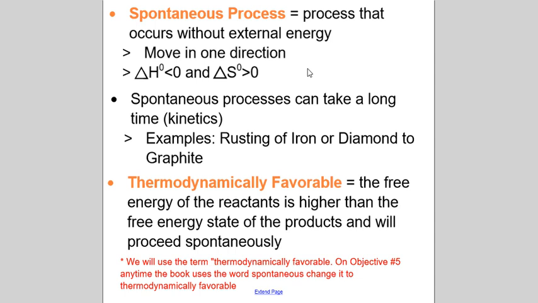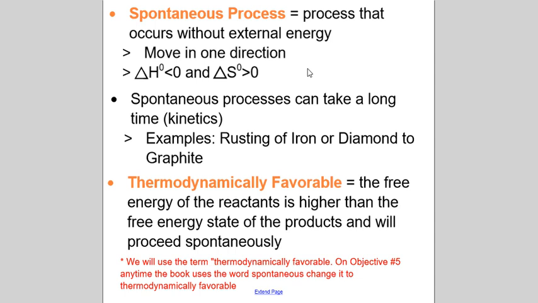So thermodynamically favored is when the free energy of the reactants is higher than the free energy of the products, and so the entire thing will proceed spontaneously. Again, spontaneous in this case does not mean quickly. It just means without outside intervention.